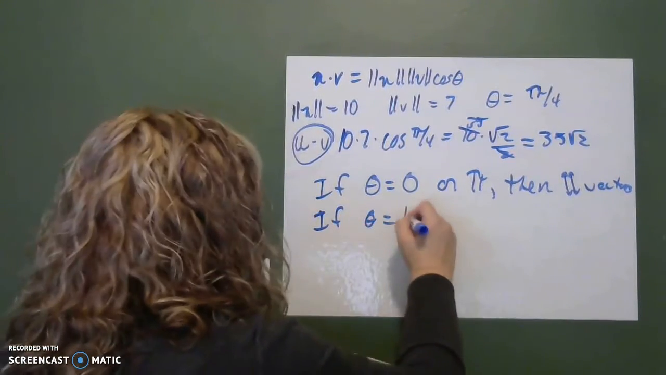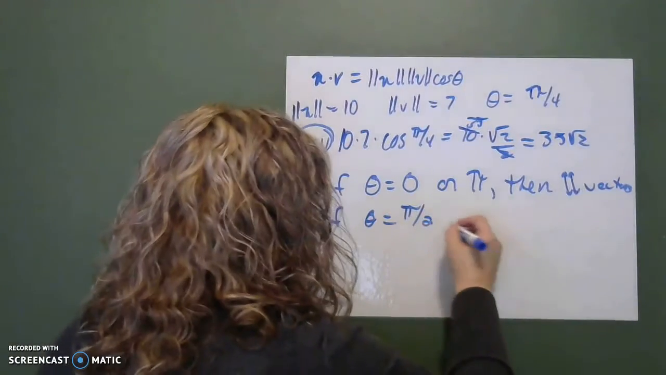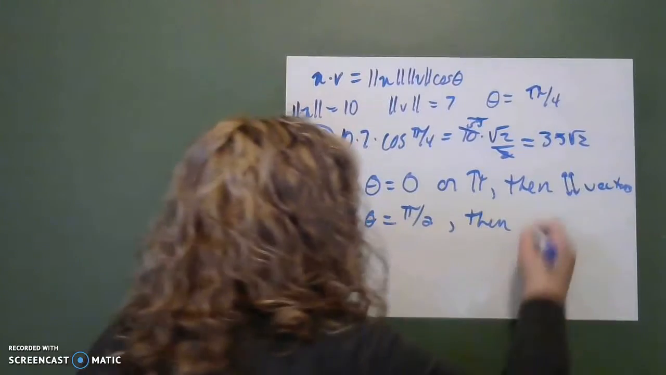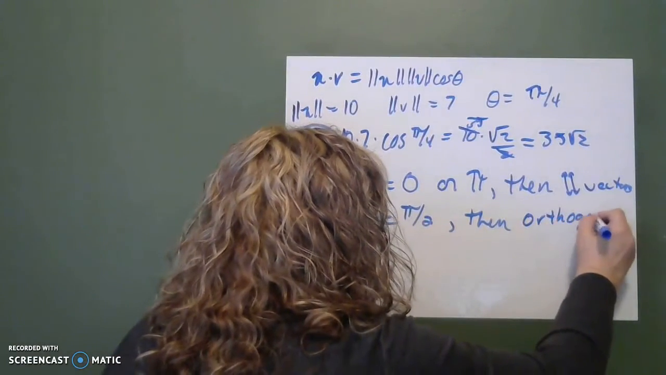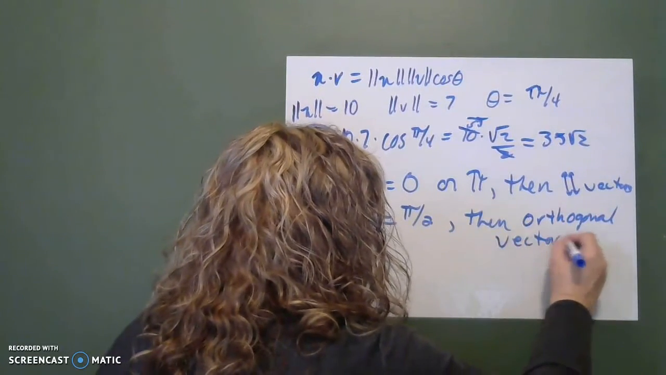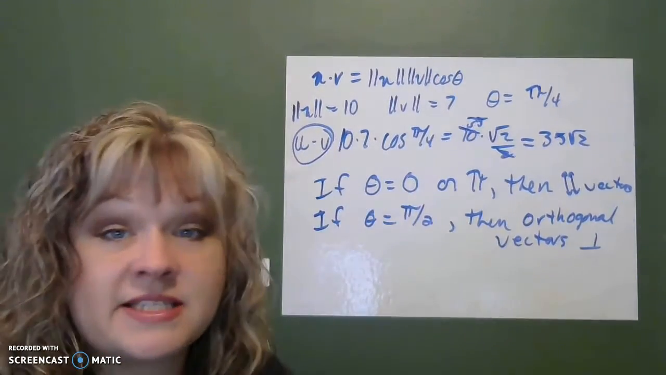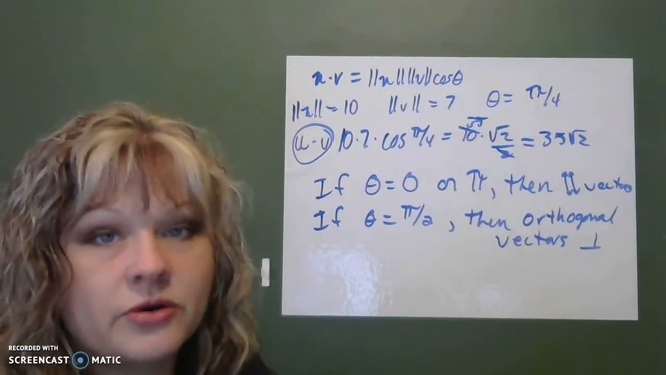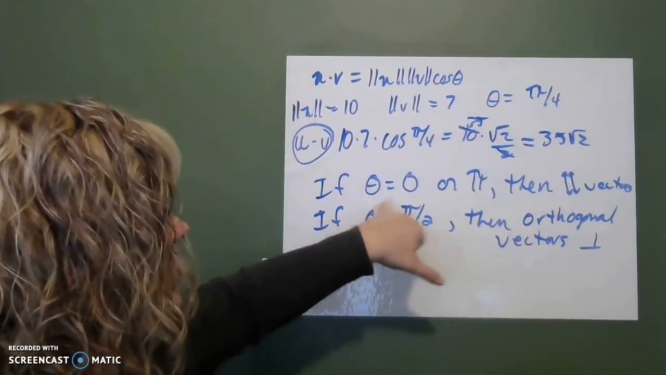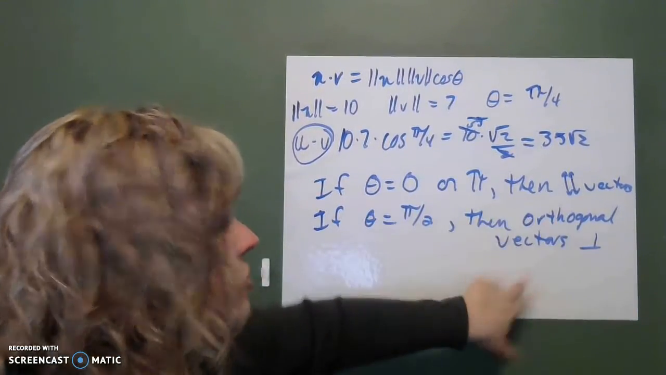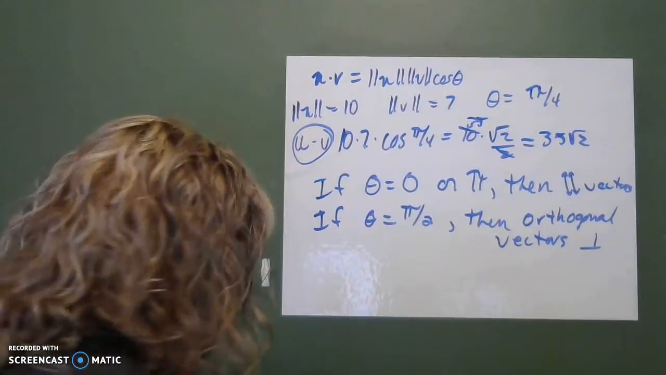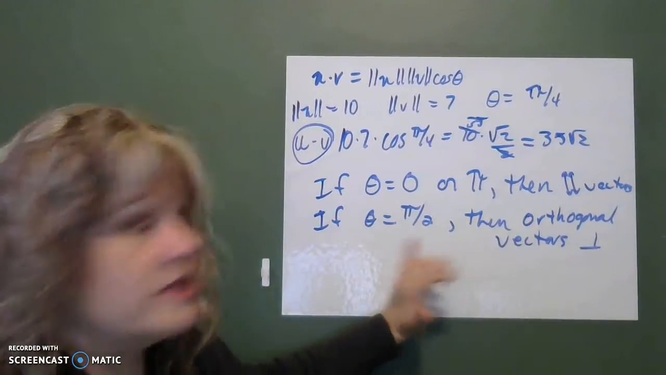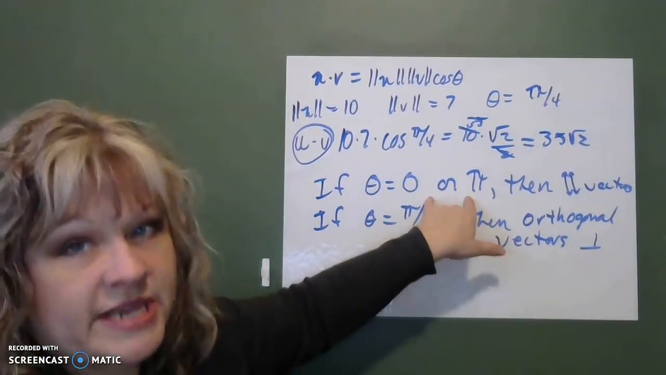And if theta is pi over 2, that's 90 degrees, remember? Then we've got orthogonal vectors. So that's a way that you can test to determine if two vectors are parallel or are perpendicular to each other, is just to verify that piece. So if you know that to be true, then automatically you know those two things to be true. Okay? So likewise, backwards, right? If they are perpendicular, then you know theta has to be this. If they are parallel, you know one of these two things has to happen.